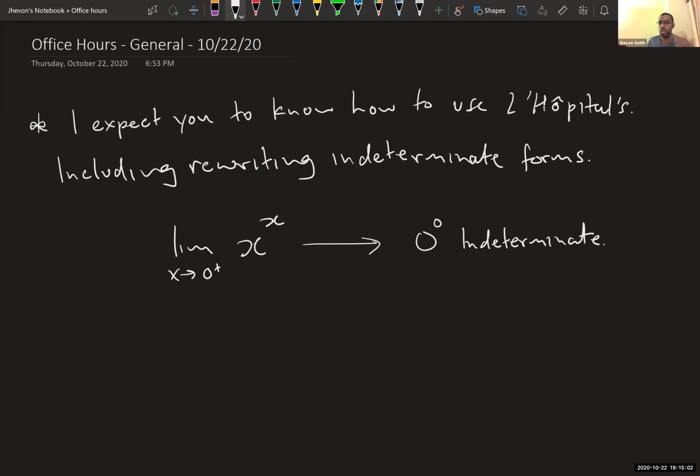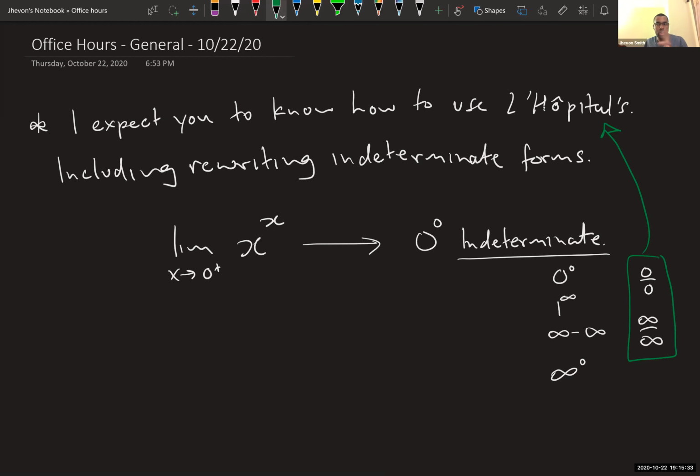I expect you to realize that when you hit such a situation, and all the indeterminates, these are 0 to the 0, 1 to the infinity, infinity minus infinity, infinity to the 0, 0 over 0, infinity over infinity. So there are about 6 of them, and L'Hopital's rule helps you with these last 2. But if you have any of the others, you'd have to be able to rewrite it to be in a situation where you can do L'Hopital's rule. So sometimes you can factor something off, sometimes you can just manipulate the powers.